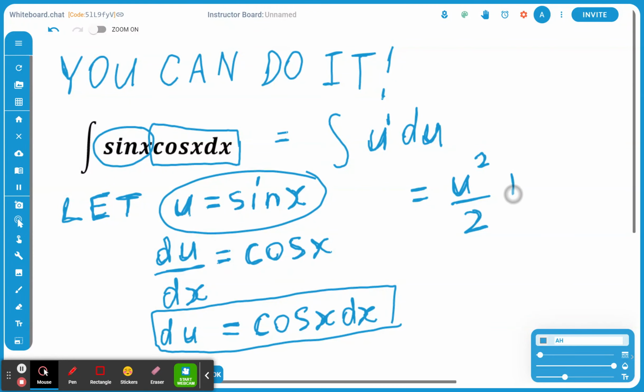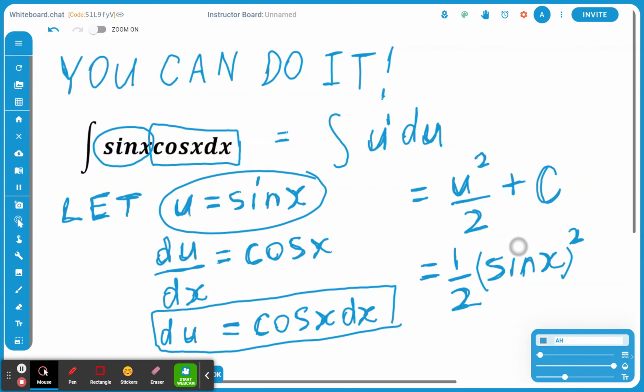Now, don't forget, you're looking for infinitely many cases. So you have to add a constant c, where c is an element of the real numbers. Then you go back to the fact that u is basically sine x. So this equals one half times, instead of saying u squared, it's going to be sine x in brackets squared, plus c.